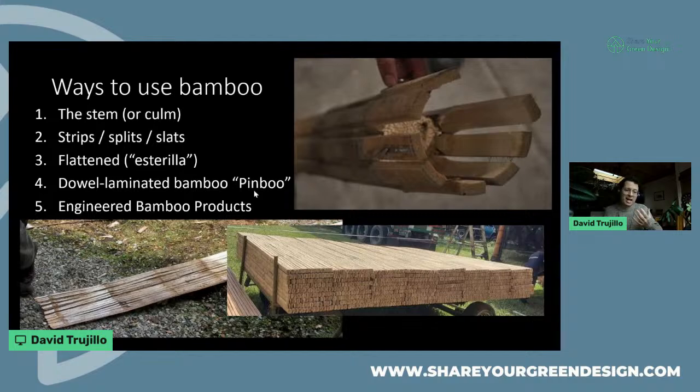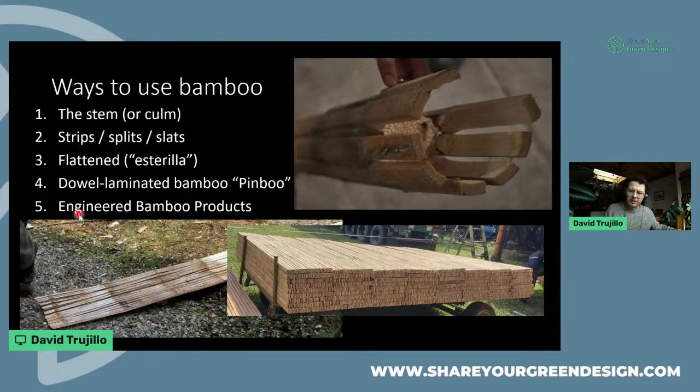How can we use bamboo? We can use it as a stem itself. We can split it into strips. People call these split strips or slats, these things that are extracted from the bamboo. You can flatten it, what we call in Latin America esterilla. And this latest product I've discovered, where you get these splits and strips and they put a dowel through them and make these boards. Currently, this is the technology that most excites me about using bamboo.